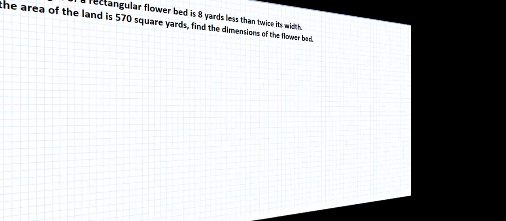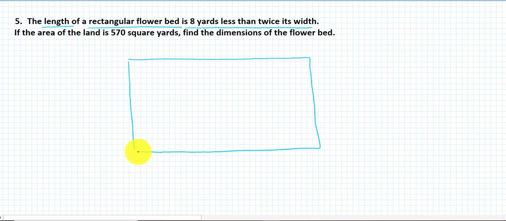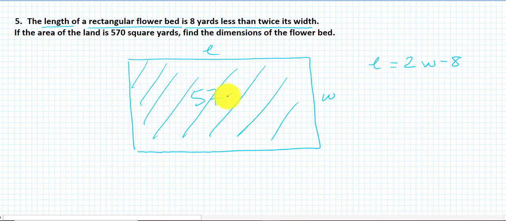Let's go over the last example. Okay, this last example is a little bit different. Here we are given a rectangular flower bed, and we're told that its length is 8 yards less than twice the width. So let's draw the rectangle right here, right? And the length of the bed, let's call that the length and let's call that the width. And we know that the length L is 8 yards less than twice the width. So I need to take the width, multiply by 2, and subtract 8 to find the length, okay? The area of the bed is 570 square yards. I think yard is YD. Find the dimension of the flower bed.